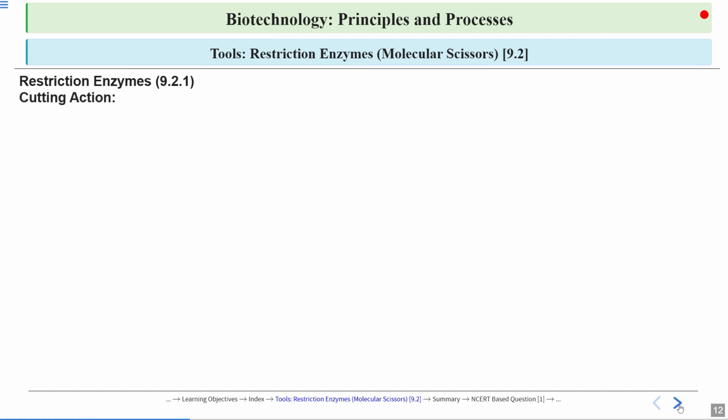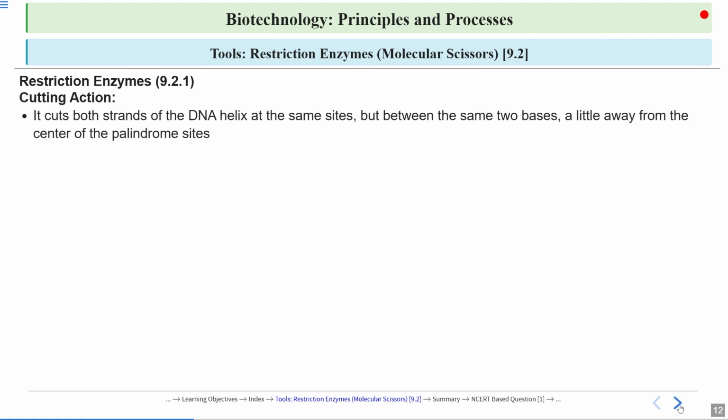So what is the cutting action? I told you it recognizes the sequence and binds to the DNA, but now how does it cut? In a palindromic sequence, it usually cuts both strands of the DNA helix at the same site, but between the same two bases.